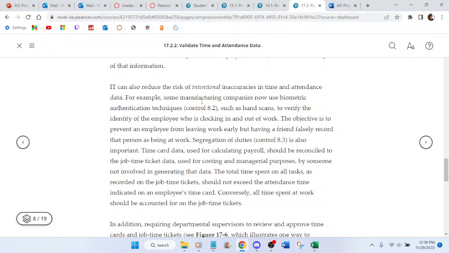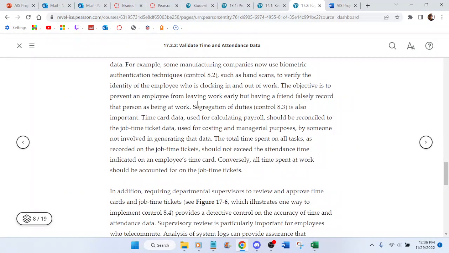Intentional. Let's see. Segregation of duties. And then reconciliation of data. Reconciliation of data.